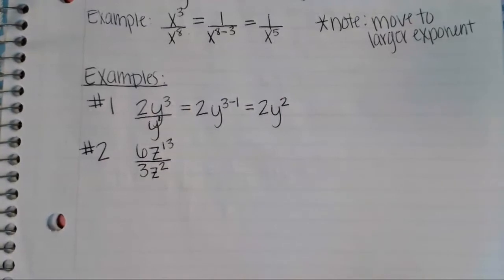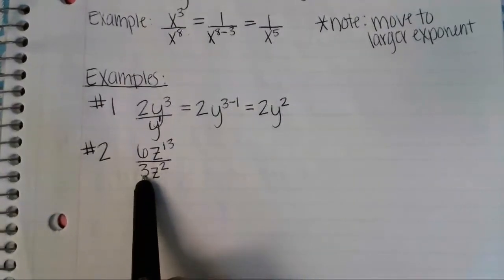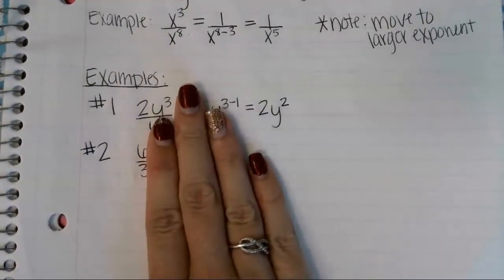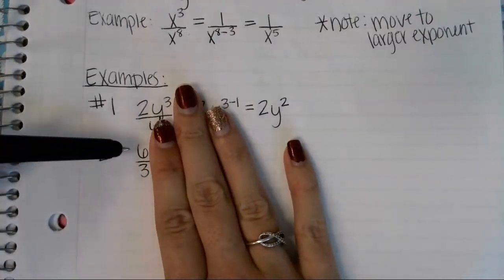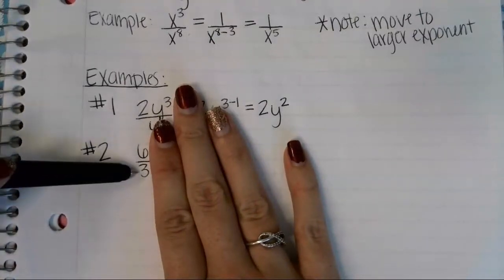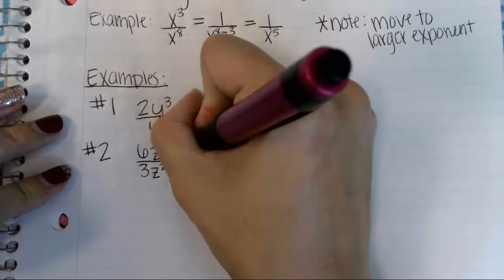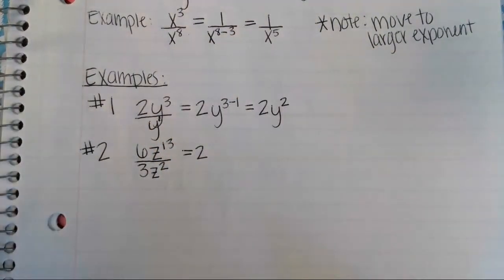Okay, so very similar, but this time we have 2 coefficients. So we're going to treat those just like we normally would. We can kind of ignore these, and now I just have 6 over 3. So this is really 6 divided by 3. So I'm going to deal with this first. So I know that 6 divided by 3 is 2. So I have a 2 on top.